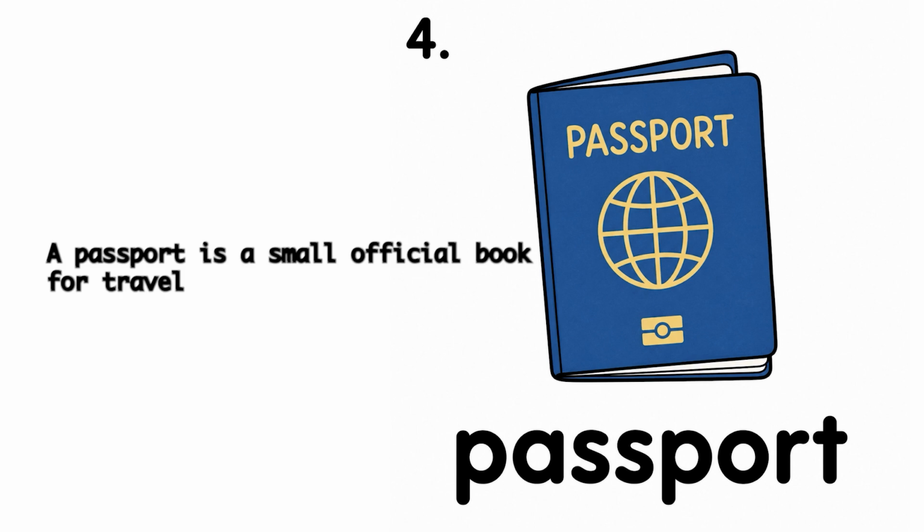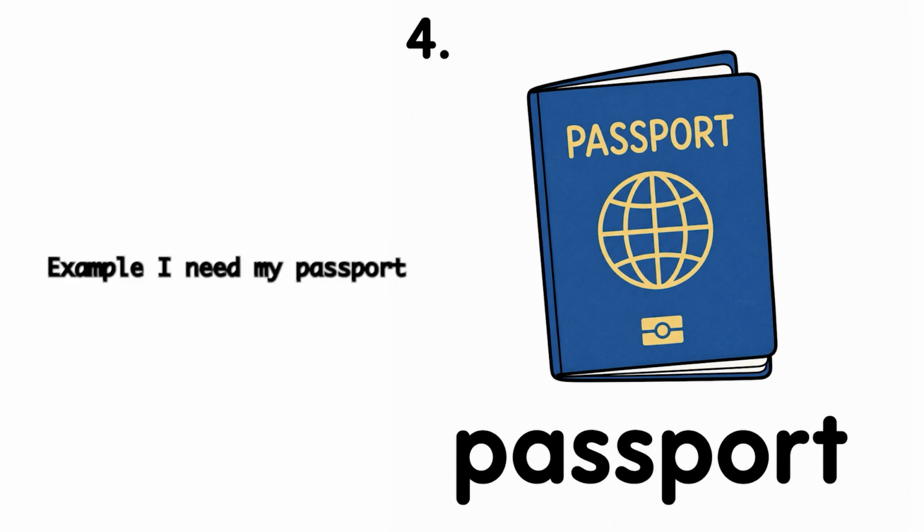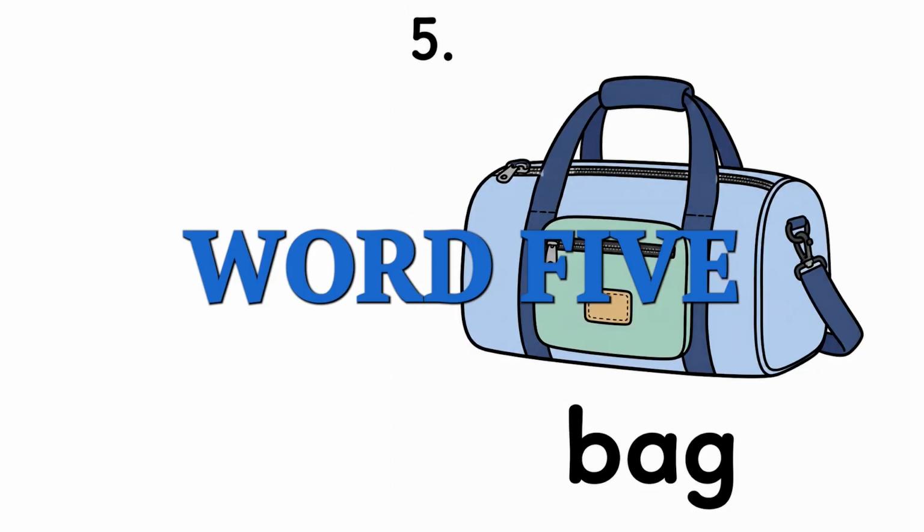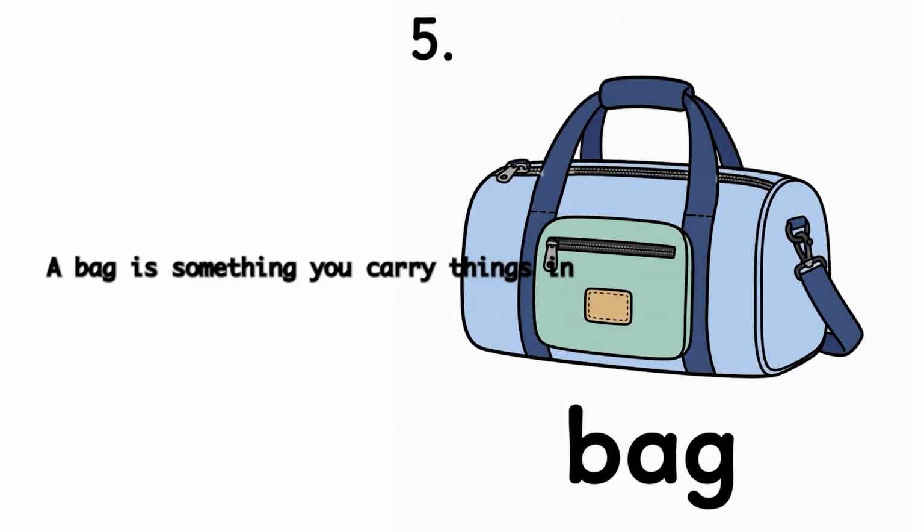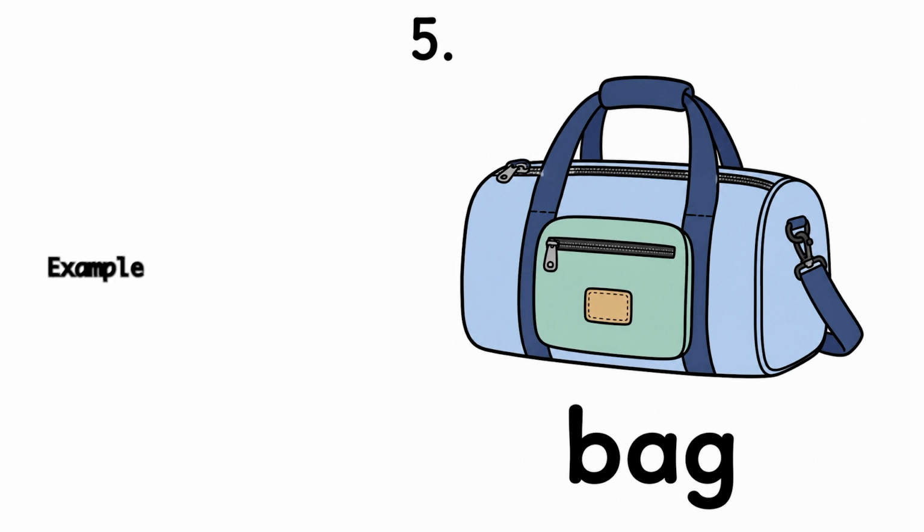Word 4. Passport. A passport is a small official book for travel. Example. I need my passport. Word 5. Bag. A bag is something you carry things in. Example. My bag is small.